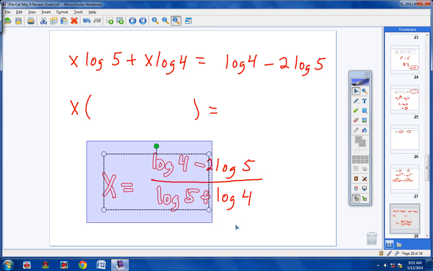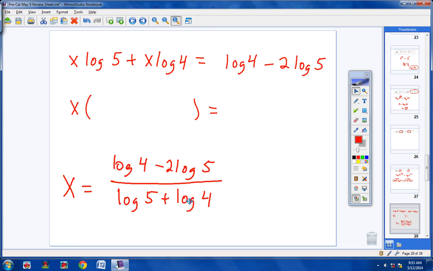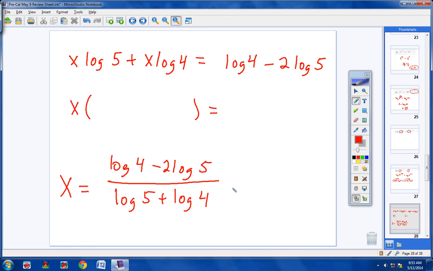Now if you don't want to, that's your business, guys. But I would simplify the numerator. So Matthew, let's take log of 4, enter, and then minus 2 log 5, enter, and see what you get. Negative 0.7959. Sounds good to me. Hopefully he's right. I'm trusting him there. And then log of 5, enter, plus log of 4, enter. Oh, yeah, plus, yeah. Log of 5 plus log of 4.